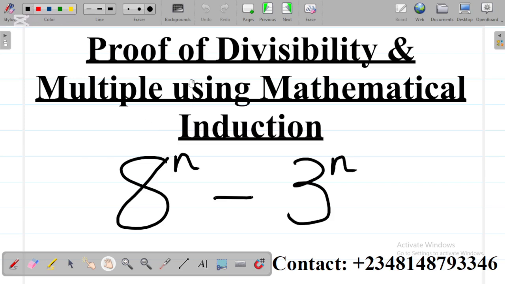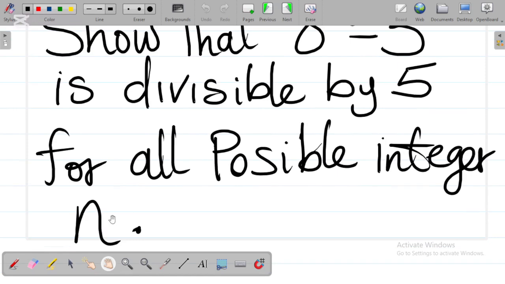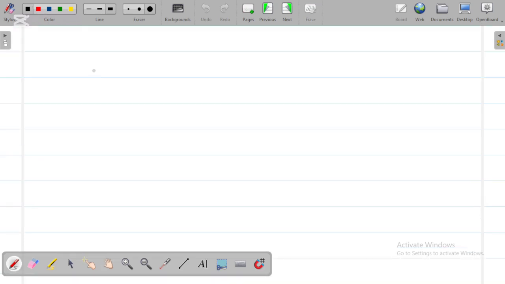All right, let's look at the question. It says, show that 8 raised to the power n minus 3 raised to the power n is divisible by 5 for all possible integer n. So we are asked to show that 8 raised to the power n minus 3 raised to the power n is divisible by 5. All right, when you say something is divisible, what do you mean?